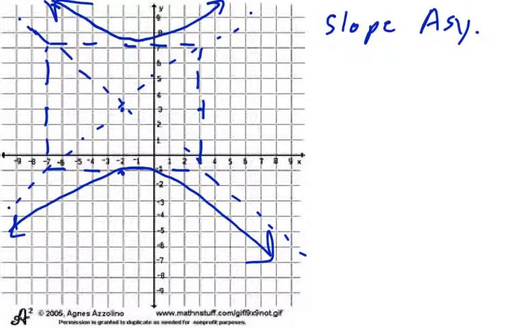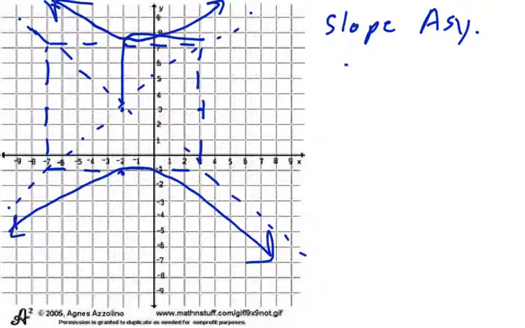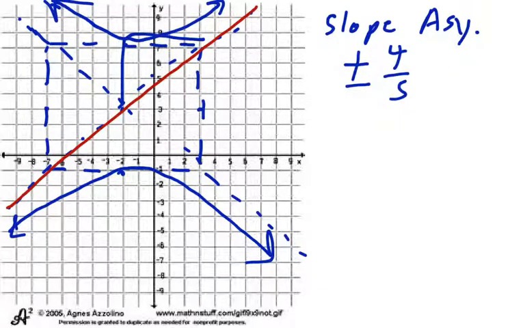So going back to the last page, we went up and down 4, left and right 5. So plus or minus 4 over 5 are the slopes of my two asymptotes. The positive 4/5 is this one. The negative 4/5 is this one, because a positive slope goes from left to right up, and a negative slope goes from left to right down.